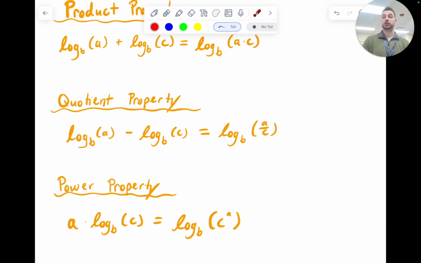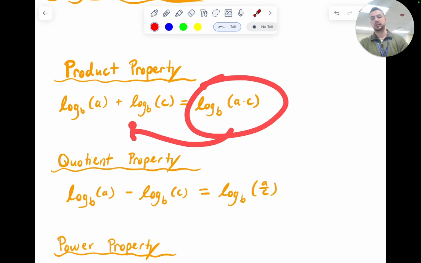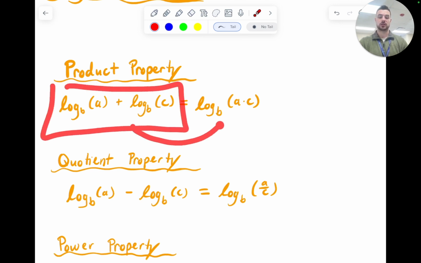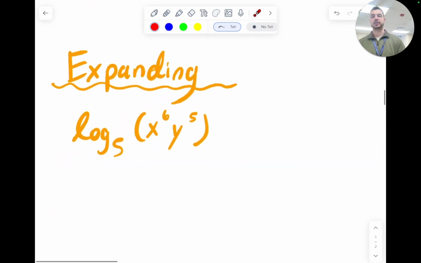What we are going to do today and really tomorrow is work on expanding these out, so going from this direction to this direction, and then condensing, going from this direction to this direction. To be completely honest, more often than not, we condense more than expand in order to solve. However, it is important that you understand that our properties go both ways, so we can expand and condense. So let's take a look at a few examples.